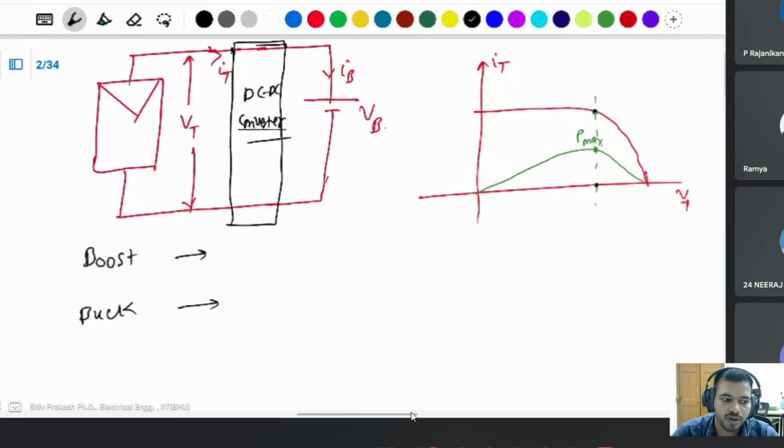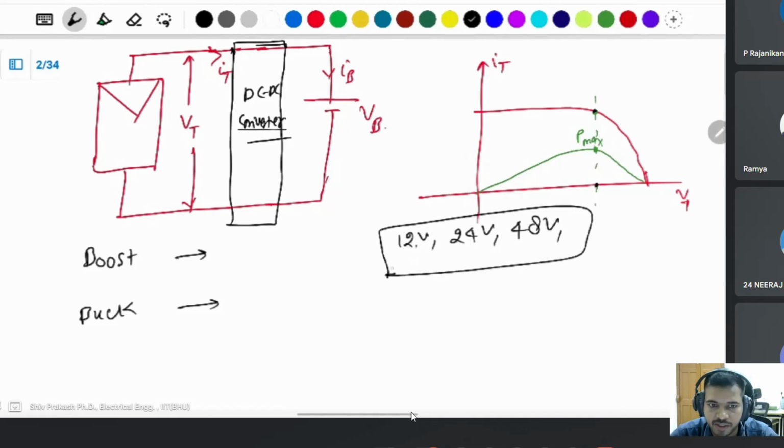For a lower voltage, like a battery in your home apparatus, it is mainly 12 volt, 24 volt, or 48 volt. The most common voltages are these only. In industry there is high voltage also, but in home appliances there is 48 volt.